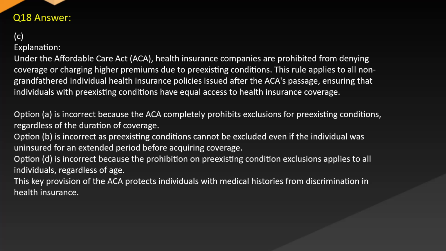Option A is incorrect because the ACA completely prohibits exclusions for pre-existing conditions, regardless of the duration of coverage. Option B is incorrect as pre-existing conditions cannot be excluded even if the individual was uninsured for an extended period before acquiring coverage. Option D is incorrect because the prohibition on pre-existing condition exclusions applies to all individuals, regardless of age. This key provision of the ACA protects individuals with medical histories from discrimination in health insurance.